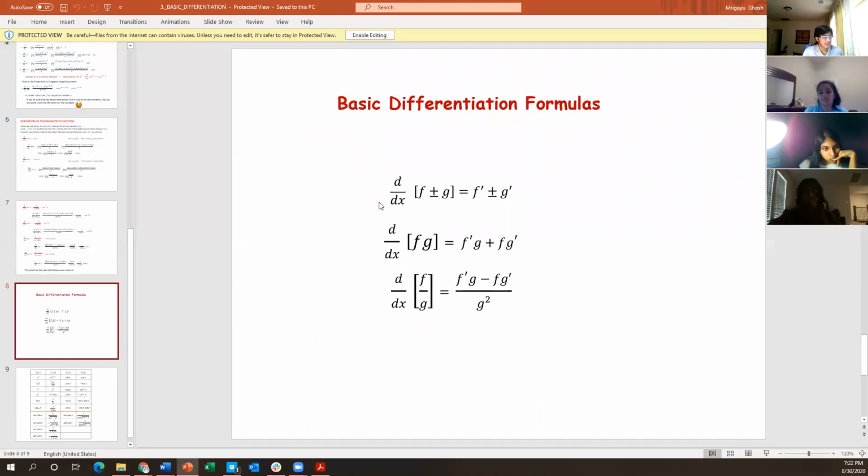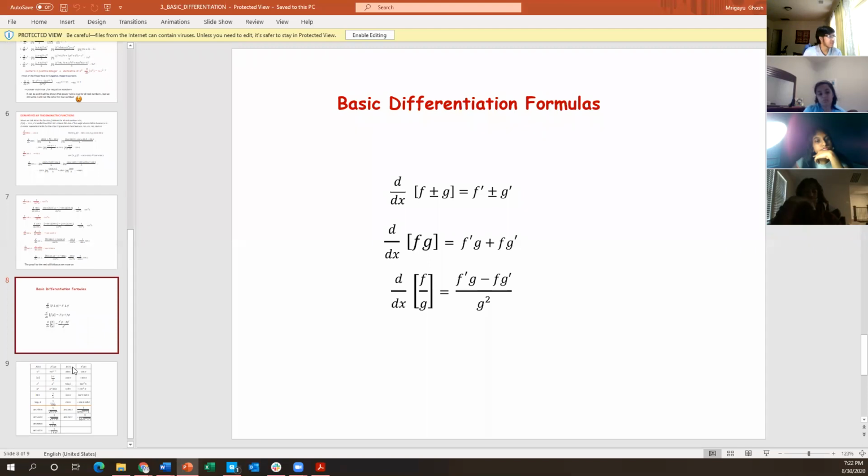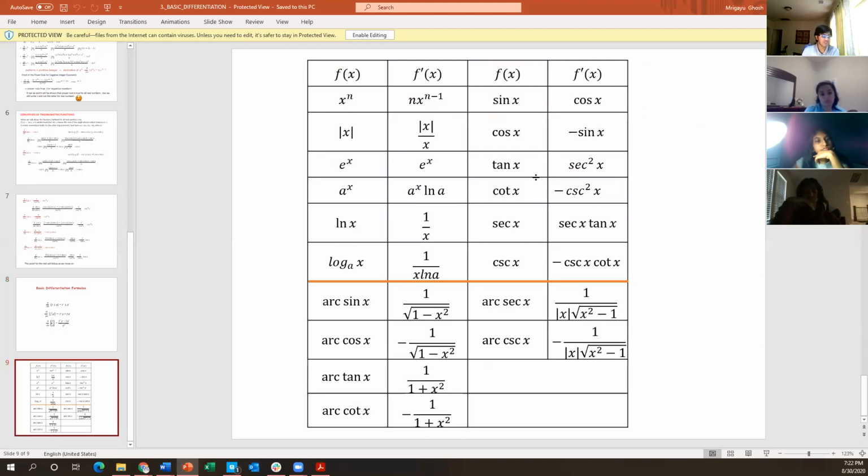So we talked about this, right? If you take the derivative of f plus g, that's f prime plus g prime. Same thing if you take the product rule, and then the quotient rule. We talked about those. And here's the cheat sheet.